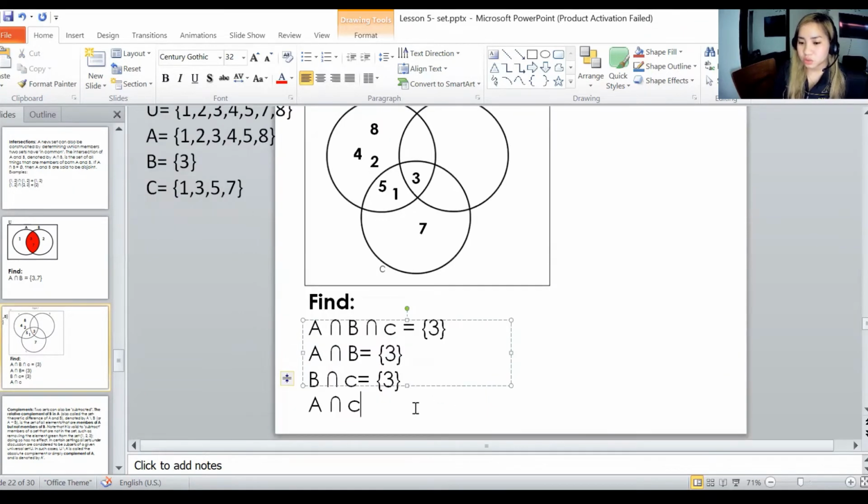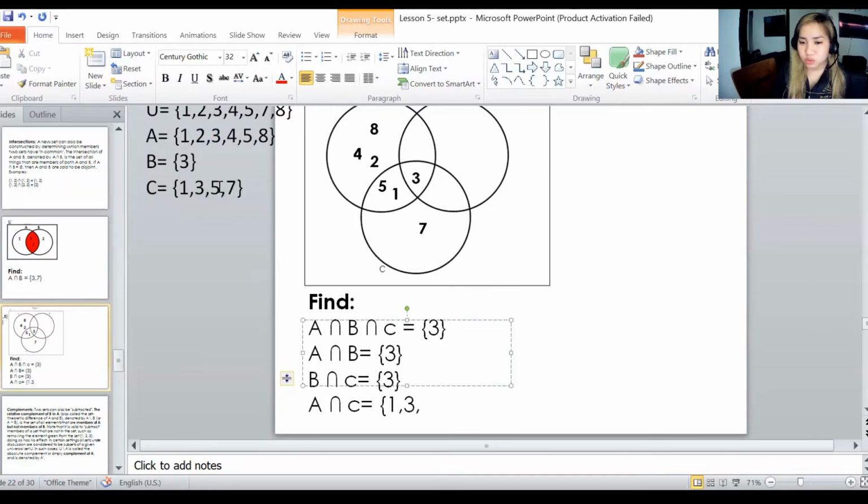And for the last one, A intersect C or intersection of A and C. Ayan. So, kung ano daw po yung parehas ni A tsaka C. Ayan. So, we have, may 1 po ba sa C? Meron pong 1. Lagay na natin 1. Meron po bang 2 sa C? Ayan, wala po. May 3 po ba sa C? Meron, kaya lagay natin siya.